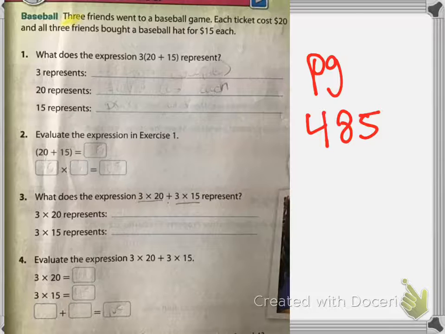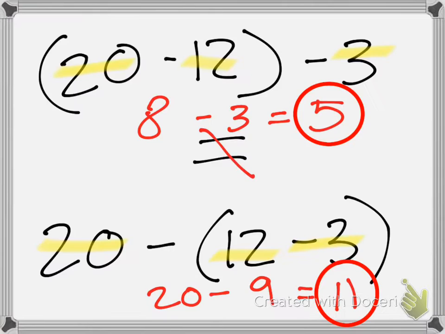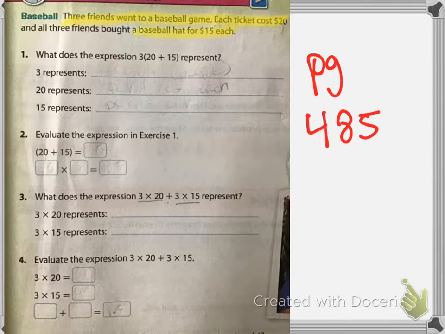3 friends went to a baseball game. Each ticket cost $20, and all 3 friends bought a baseball hat for $15 each. What does the 3 represent in this formula? Michelle? Exactly, it's the total of friends or people. We could say that it's how many people went. What does the 20 represent? Lucy? Yeah, it's the ticket cost.